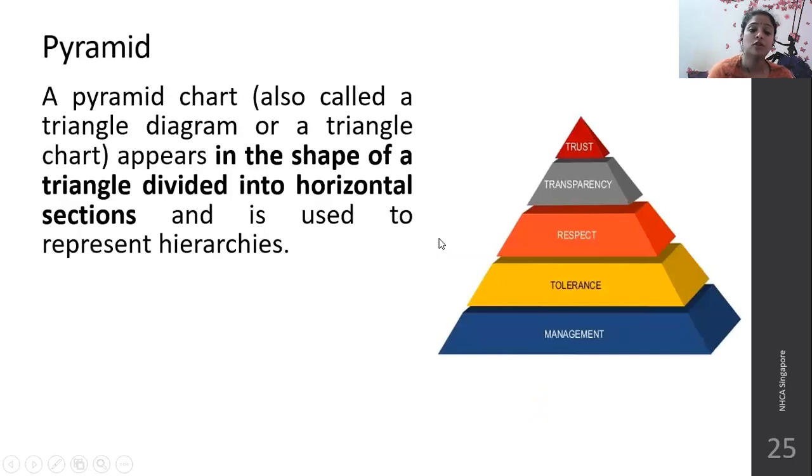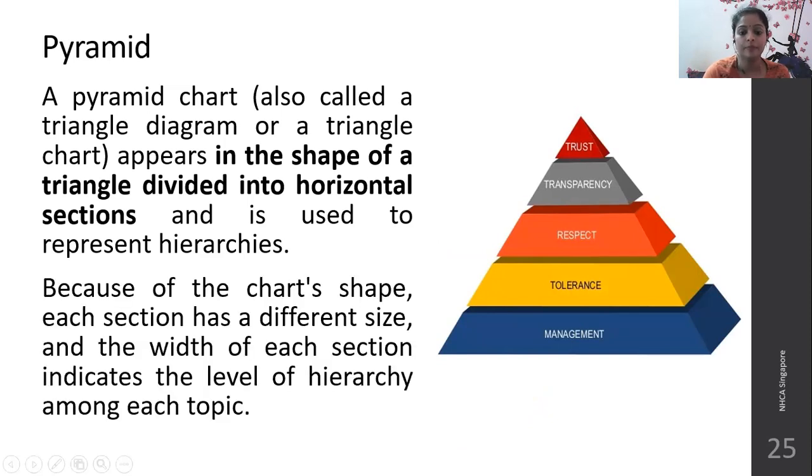Next is a pyramid chart. A pyramid chart is also called a triangle diagram or a triangle chart. It appears in the shape of a triangle divided into horizontal sections, and it is used to represent hierarchies. Each section has a different size. You can see the size of the management here and the size of the trust here. The width of each section indicates the level of hierarchy among the topic.